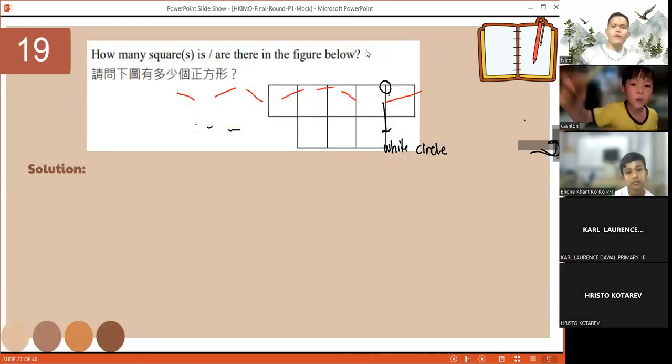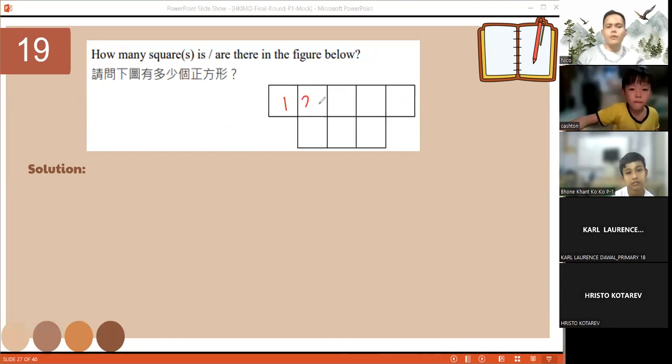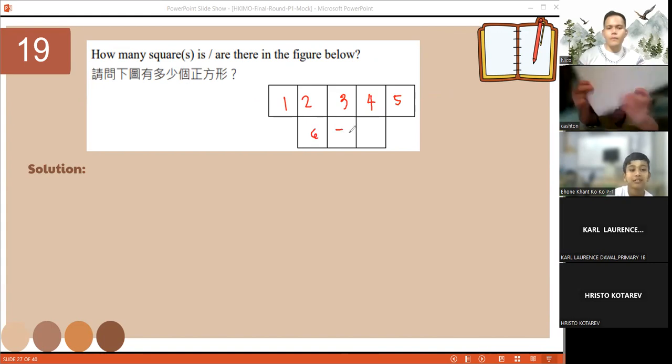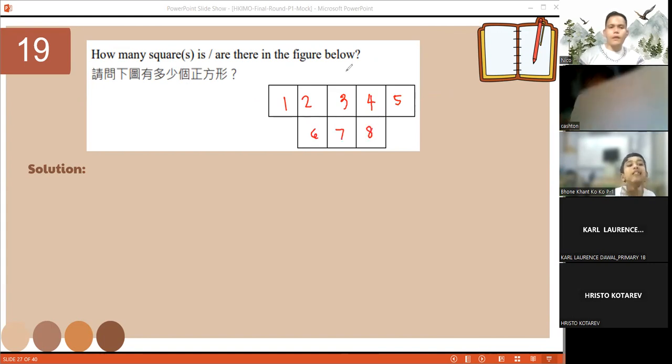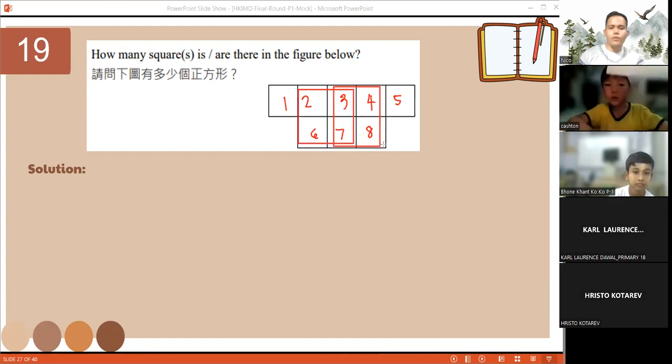Okay, this one. Again, for number 19, you count this one. Oh, I mean this one. And then there is 1 and then 2. Actually, I mean this one. Wait, what number?